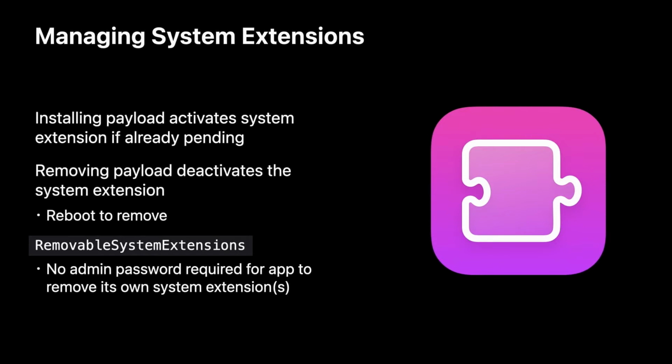To make it even easier to remove a system extension in macOS Monterey, there's a new configuration option called Removable System Extensions, which can be set in the configuration profile used to configure system extension approvals. An app in this list can deactivate its own system extensions, for example, when the app installs itself. With this key set, there will be no admin password required to remove the system extension, allowing it to be completed in a fully automated way.